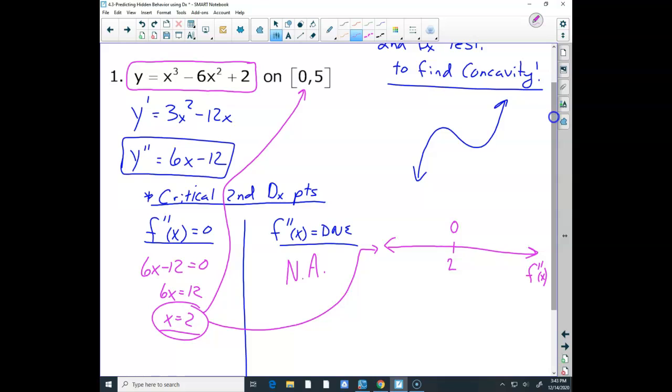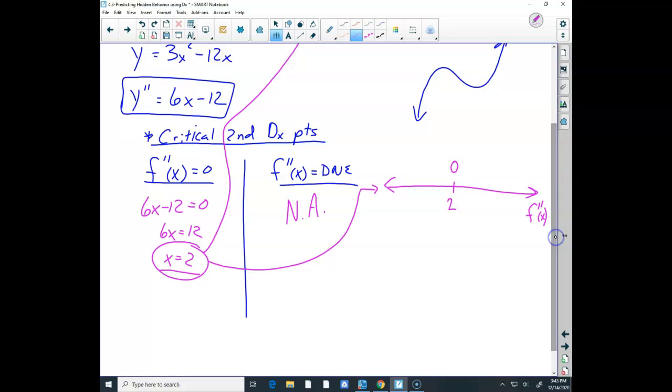And all I'm going to do is take that second derivative, y double prime equaling 6x minus 12, and I'm going to pick a point on both sides of it. Well, if I took a 3, and again, all we're really looking for here is a sign change. Is it positive or negative? That's going to tell me concave up, concave down. Okay, so if I put a 3 in here, notice I'm going to have 18 minus 12, and so that's going to be positive here, isn't it? So it should be concave up.